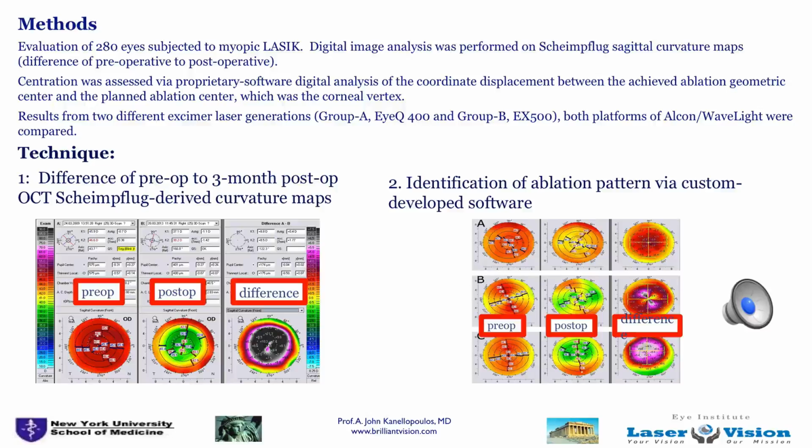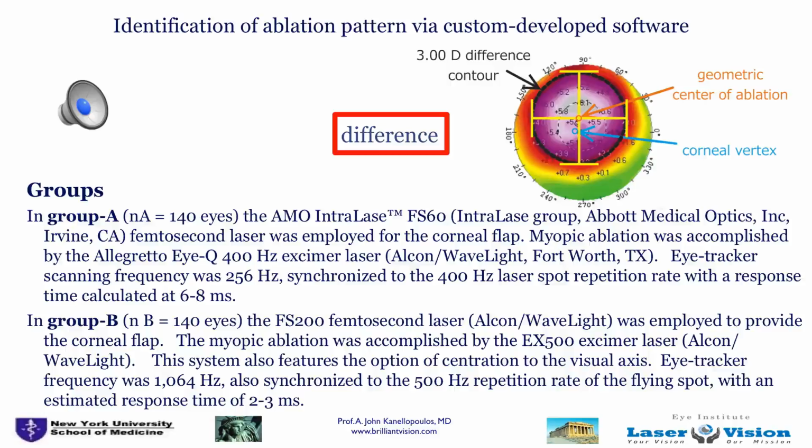And we're able to obtain cases from two different groups. Group A was our earlier experience with the IQ 400 excimer laser by WaveLight, and Group B were our more recent cases utilizing the EX500 excimer laser by WaveLight, both lasers by Alcon. So in Group A, the femto used was the Intralase FS60, and in Group B, the FS200.